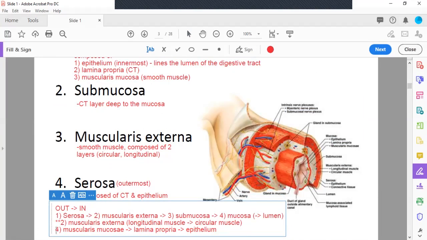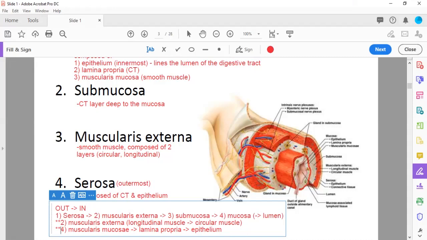Muscularis externa, submucosa, and the mucosa, okay, before you arrive in the lumen. Now, keep in mind this: the muscularis externa has 2 layers, while the mucosa has 3 layers that must be penetrated. All right, any question on this before I move on?